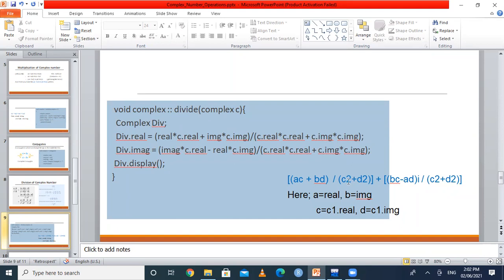And now we want the C square plus D square. So C is C1 dot real. So you can write like this: C1 dot real multiplied by C1 dot real. So it is equal to C square. And finally D equal to C1 dot imaginary. So you have to write like this: C1 dot imaginary multiplied by C1 dot imaginary, means it is D square. And so this is a particular term called real, means this doesn't contain I.